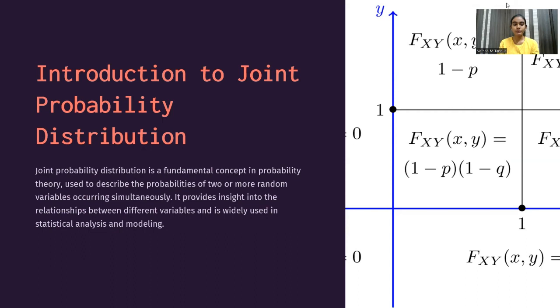Introduction to joint probability distribution. Joint probability distribution is a fundamental concept in probability theory used to describe the probabilities of two or more random variables occurring simultaneously. It provides insight into the relationships between different variables and is widely used in statistical analysis and modeling.